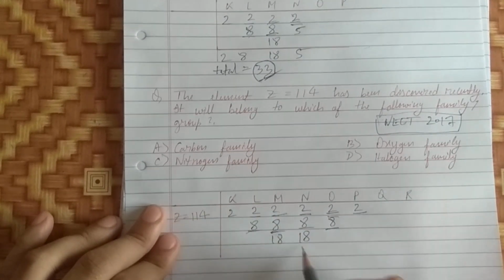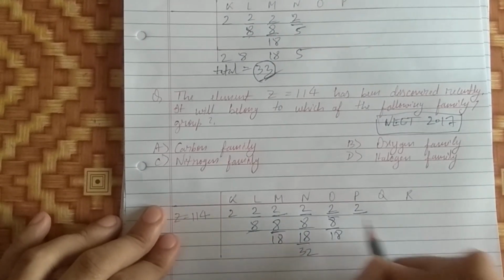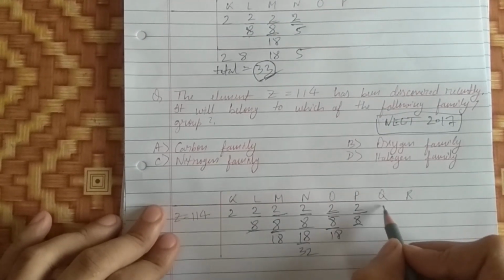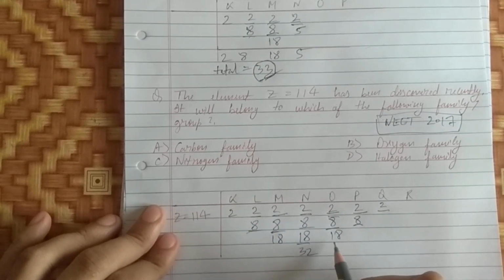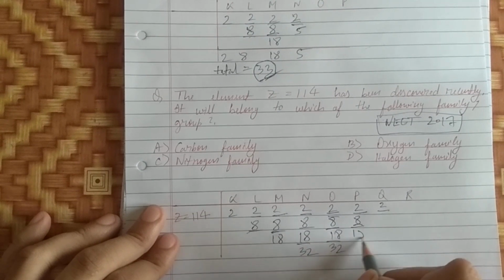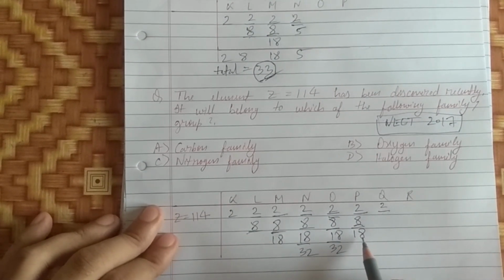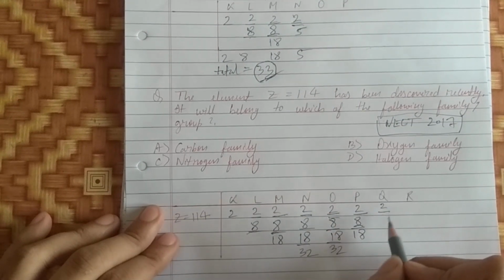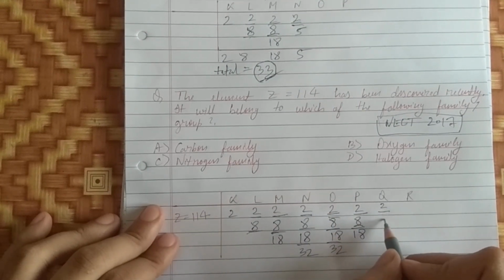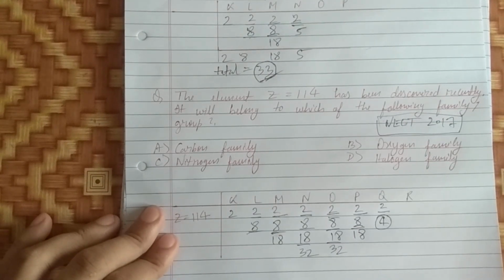We will check n-2, it should be 32. Then we will check n-1, it should be 18. Then we can go up to 8 here. Then we will again go to 2 here. Again we will check n-2, it should be 32. Then we will check n-1, it should be 18. Then let's count 60, 92, 100, 110, 102. So 2 more electrons. It will go up to 4 here, right?